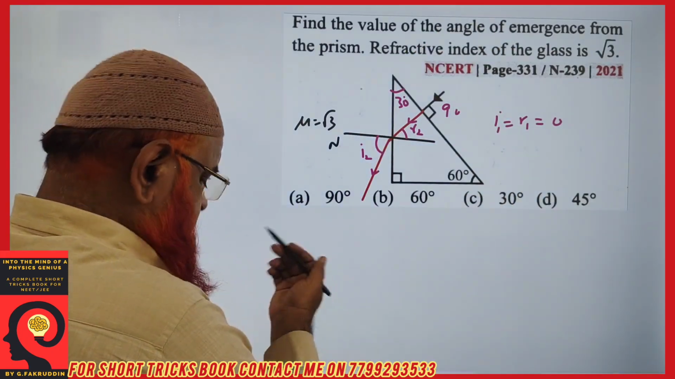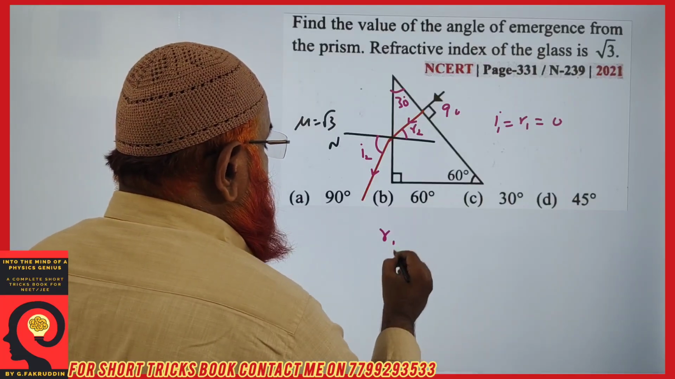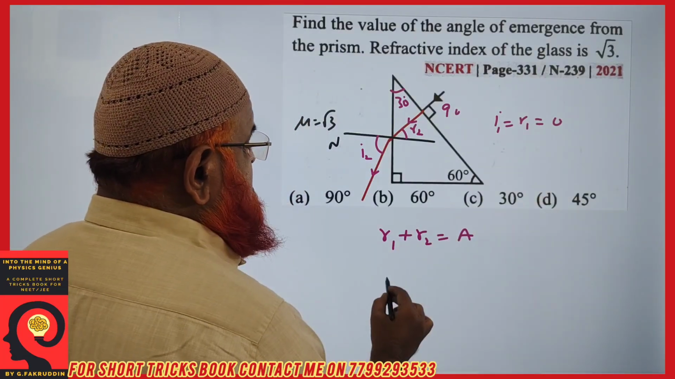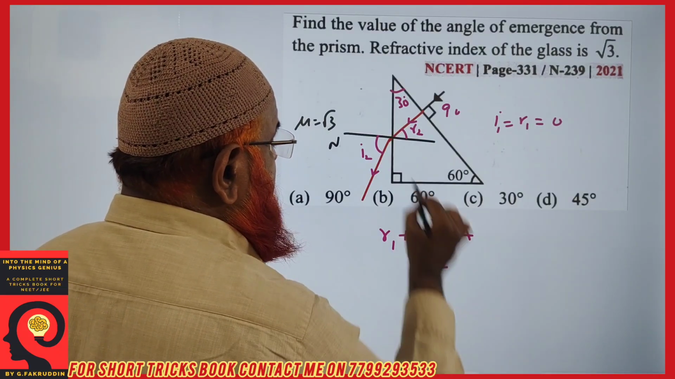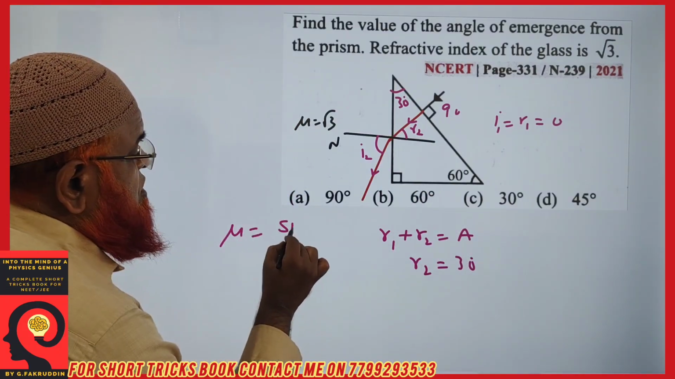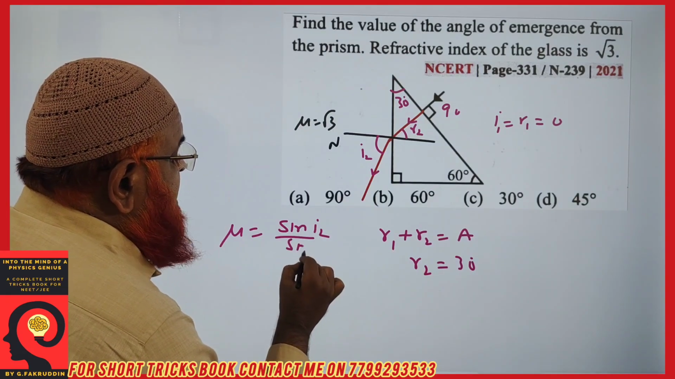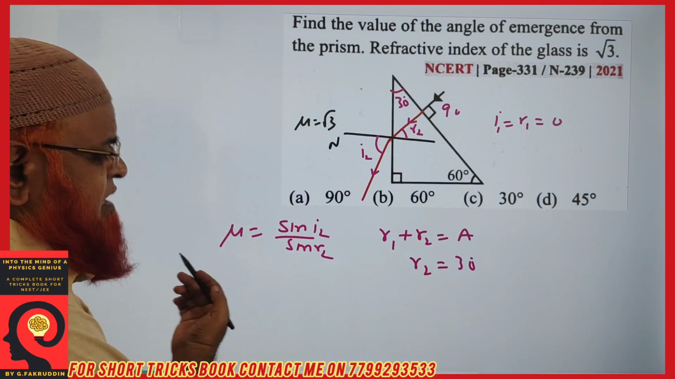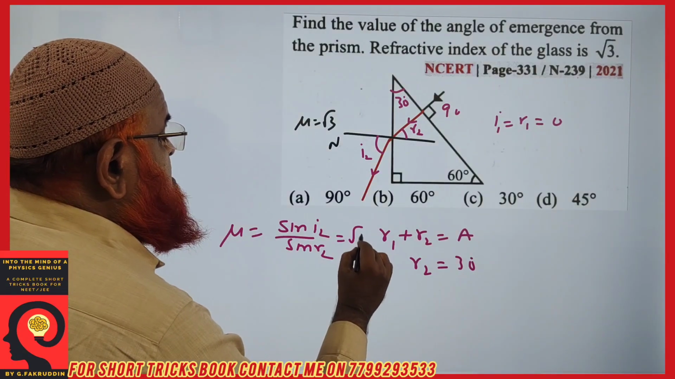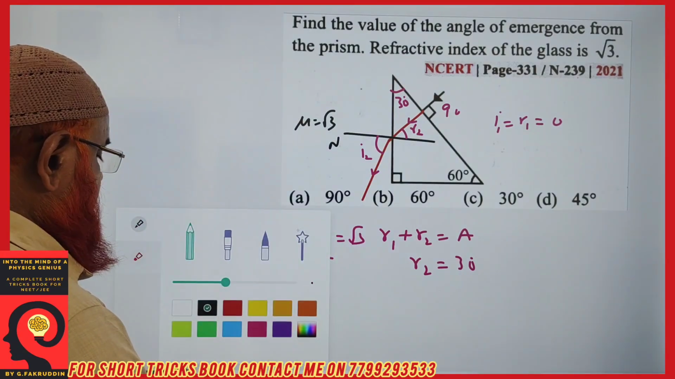Now let us see what's going to happen. We all know R1 plus R2 is equal to A. R1 is 0 in this case, so R2 is equal to A. A is 30 degrees, so we got R2 also. Now we know mu is equal to sin I2 by sin R2. General Snell's law can be used to solve the problem. Mu is going to be root 3 here.